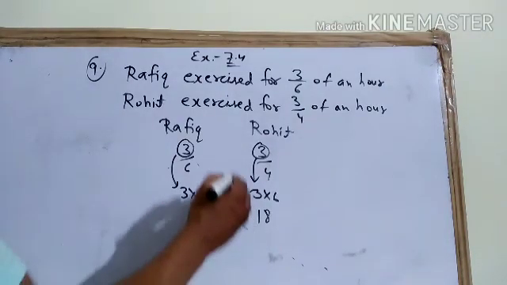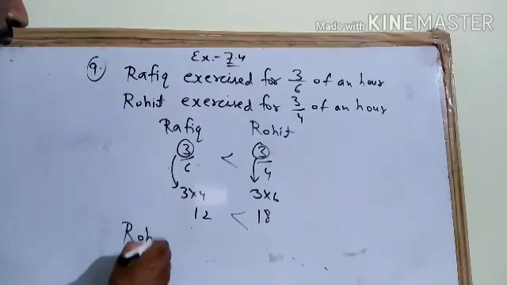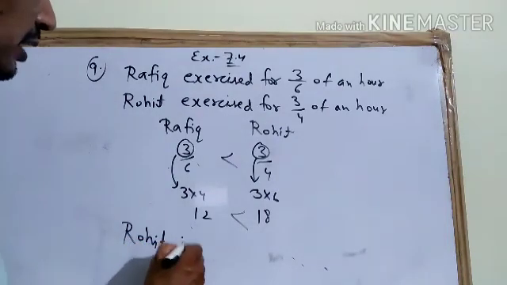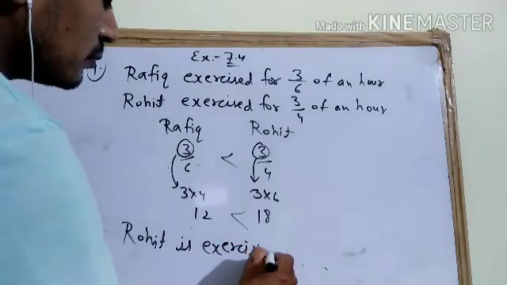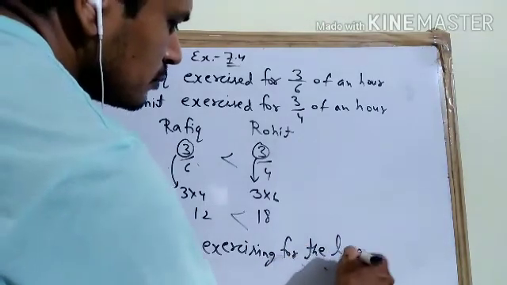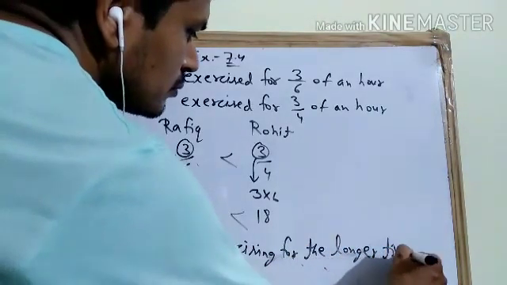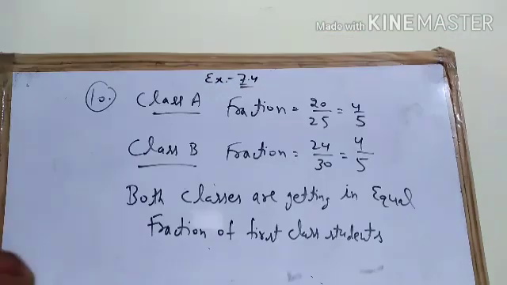18 is big, that's why 3 by 4 is big, and 3 by 4 is for Rohit. So we can say Rohit exercised for a longer time. So this was your question number 9. Hope you understand. Let's take student question number 10th.